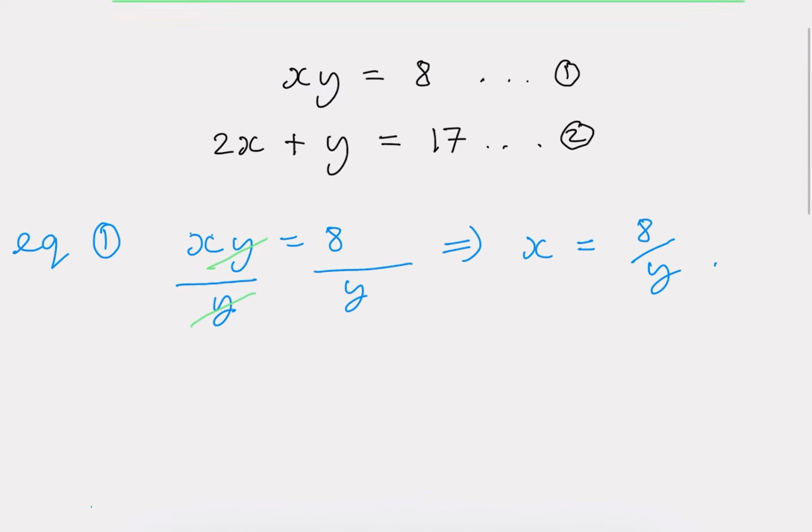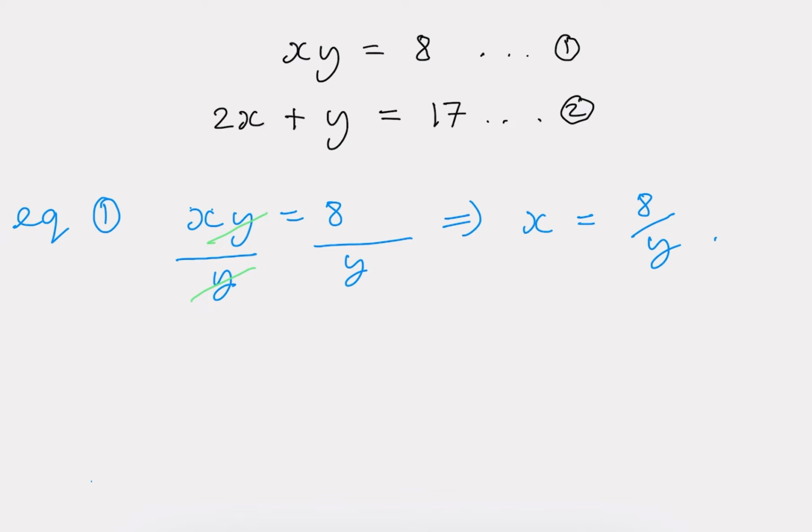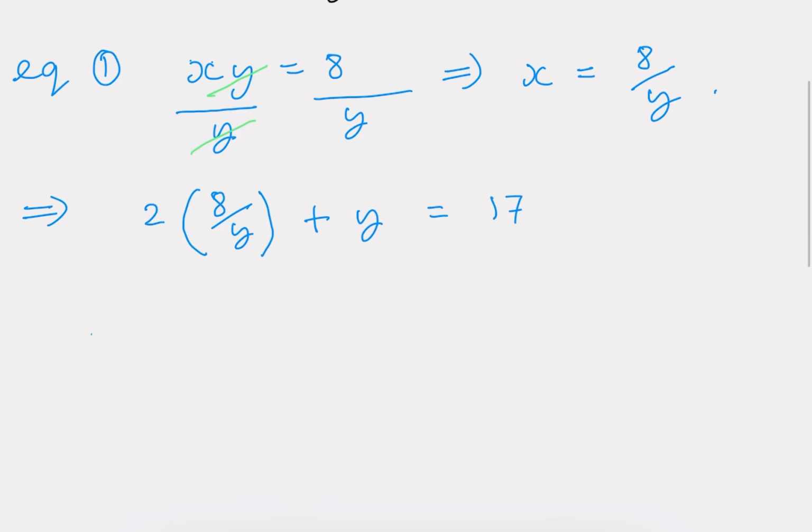In the next step, we substitute this x is equal to 8 over y into the second equation. So we say 2, and in place of x, we put 8 over y. We go to equation 2 and substitute this 8 over y for x, plus y is equal to 17. Then we simplify this and solve this equation for y. Let's go ahead and do that.